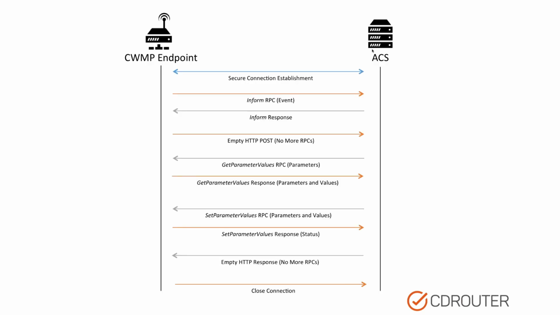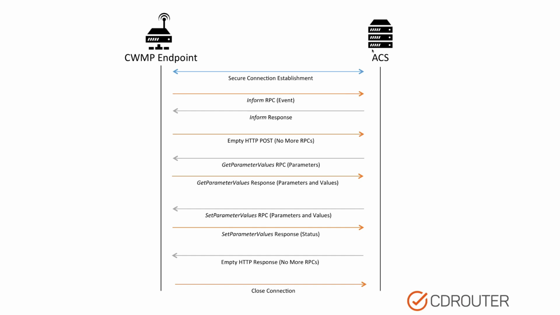So let's start with a TR-69 session. This should be a familiar diagram for those who have looked at TR-69 before. And this really reflects all aspects of a TR-69 session. And that includes establishment of the secure connection itself. It's a big area of problems when it comes to TR-69 implementations.